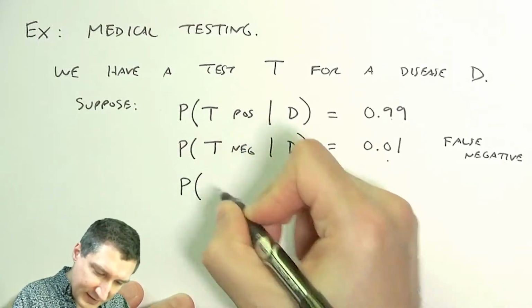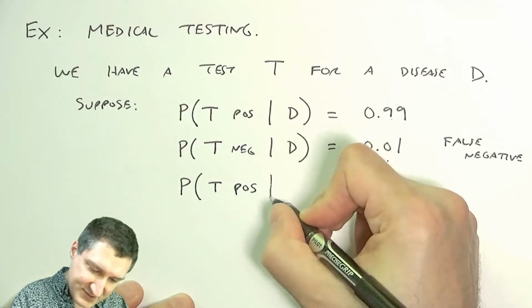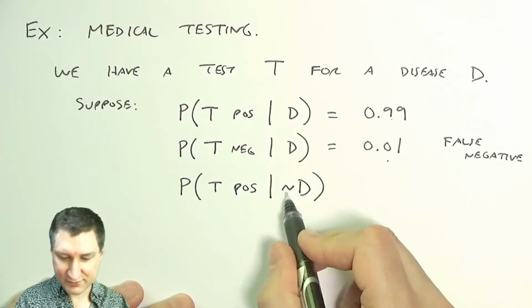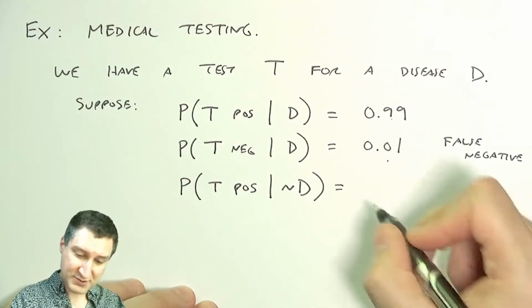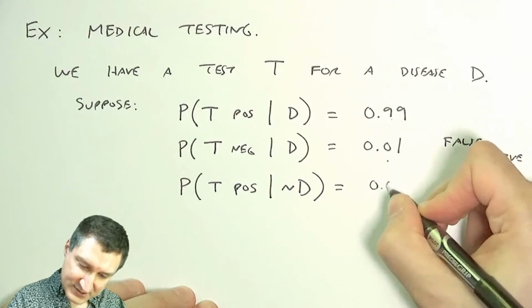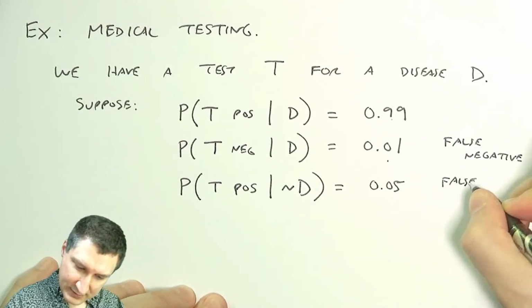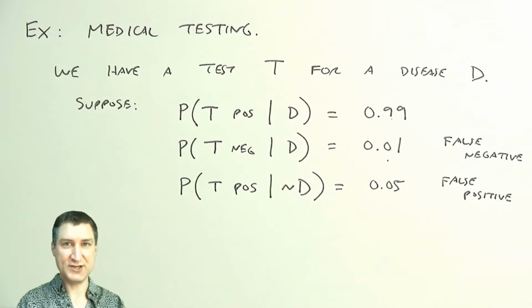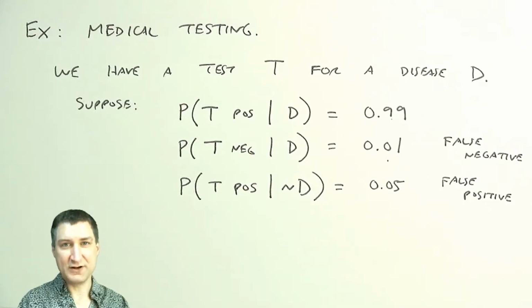The other statistics are, we have the probability of a positive test given that you don't have the disease, and I'm going to make this little tilde to mean no disease. This number we want to be small. Let's suppose that for this test it's 0.05. That's what's called a false positive. You're healthy, but the test comes back and says that you're not healthy. So both false negatives and false positives are bad.